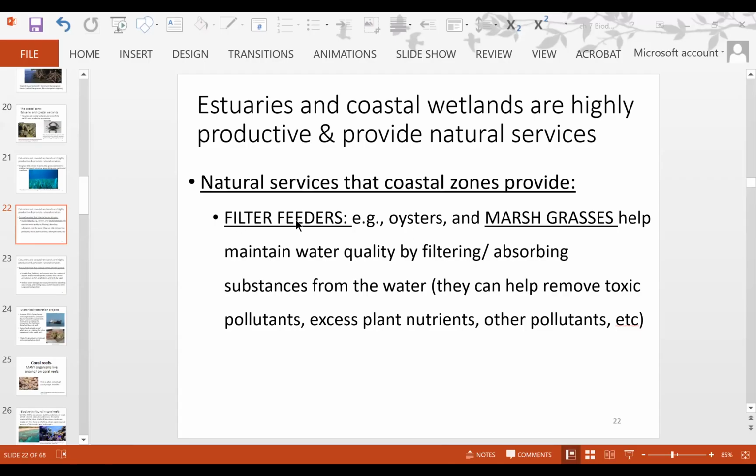Okay, so I just changed this. So say filter feeders and marsh grasses over here.